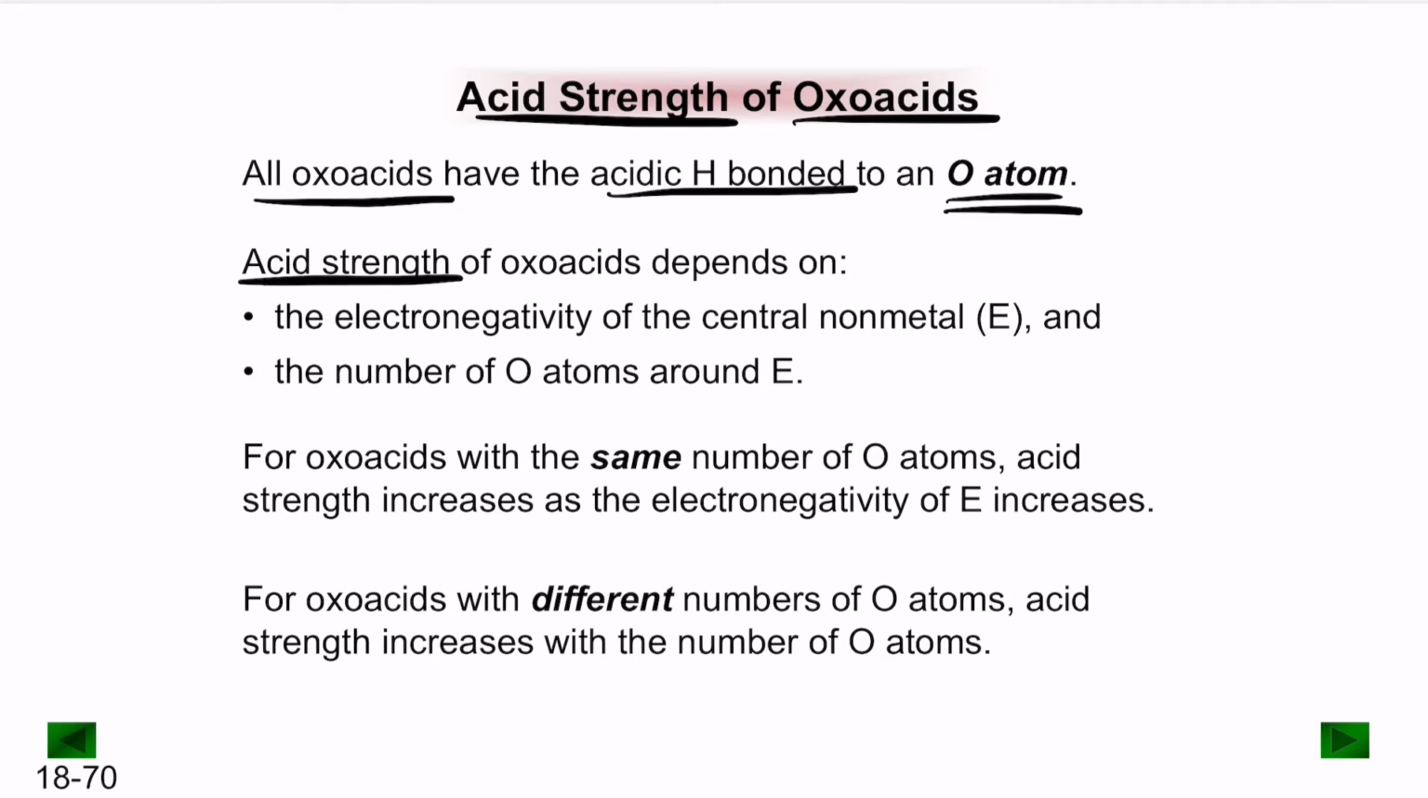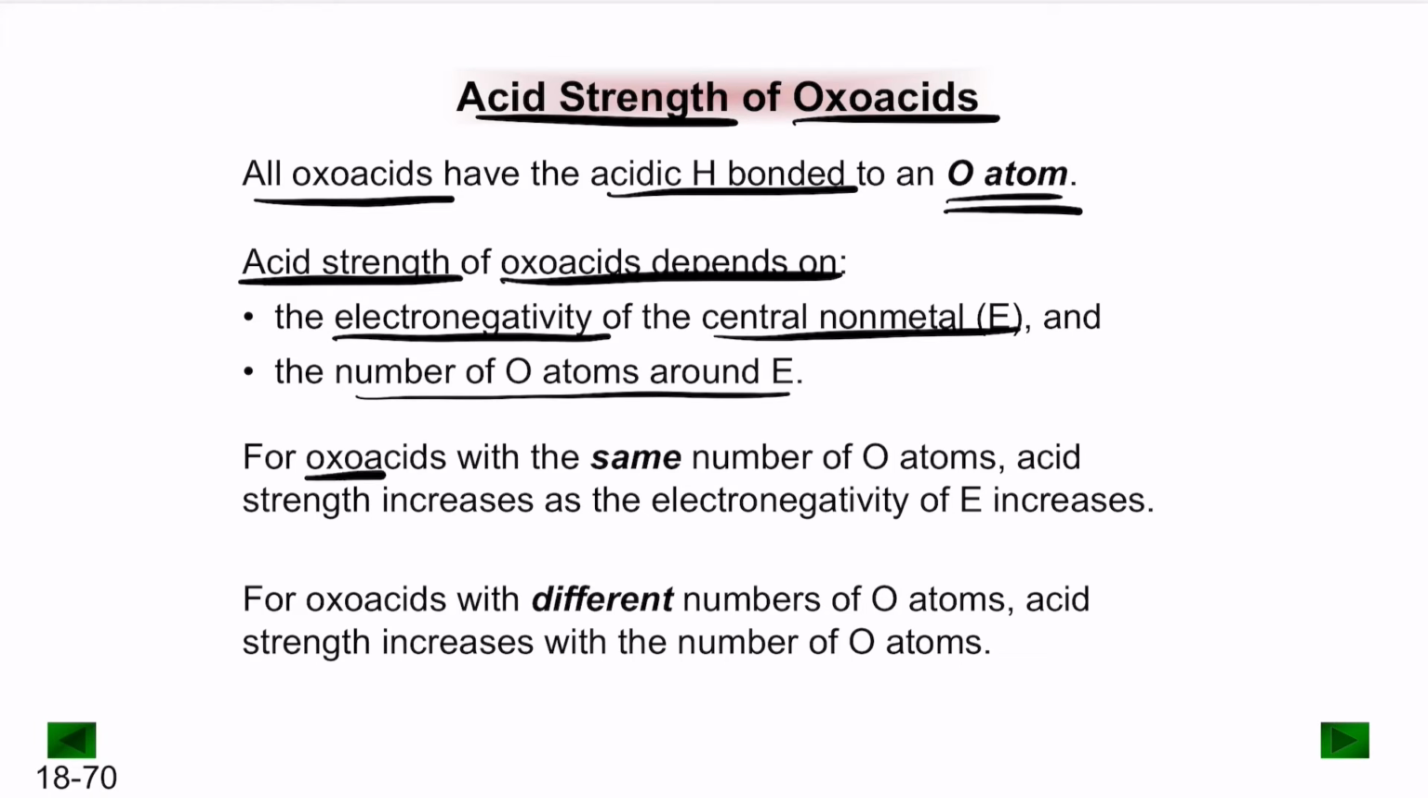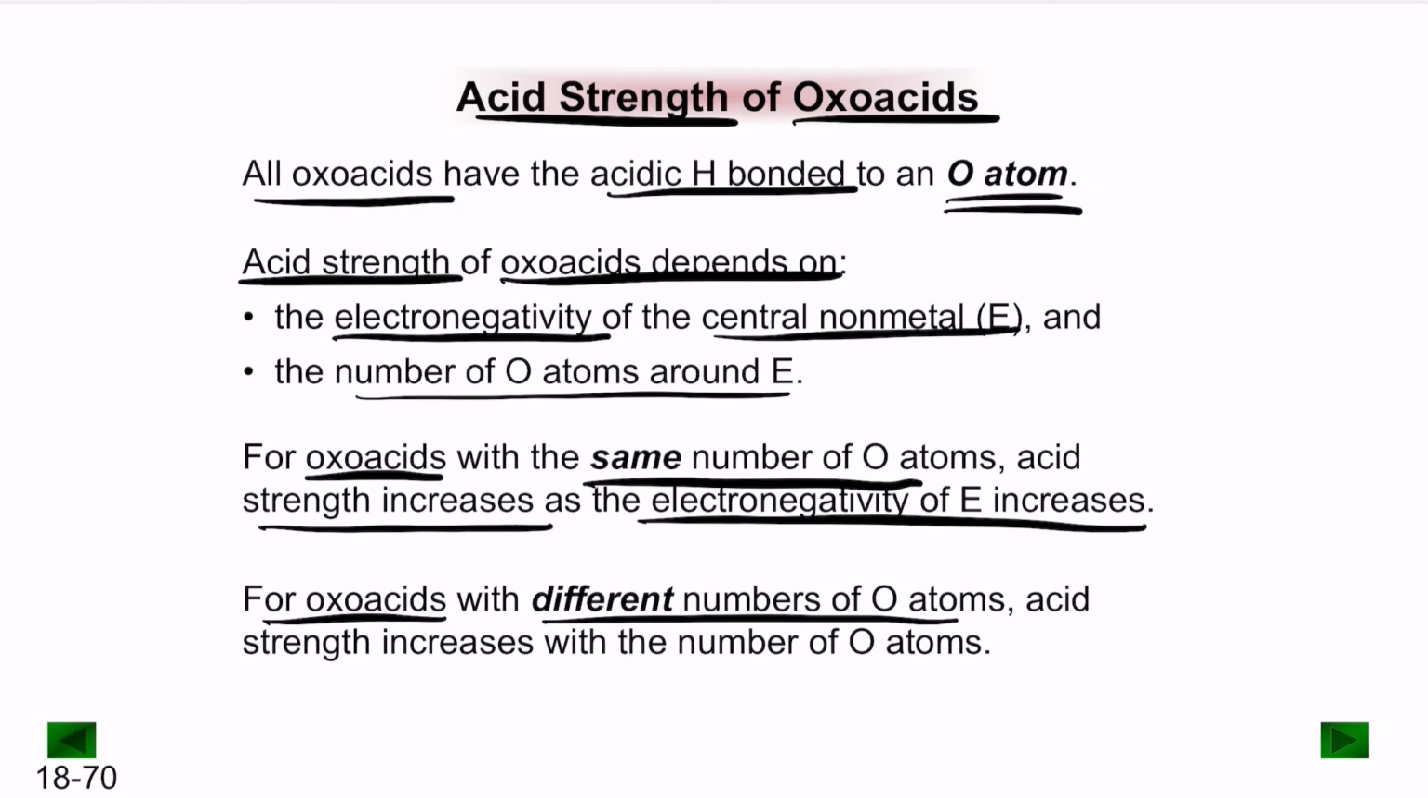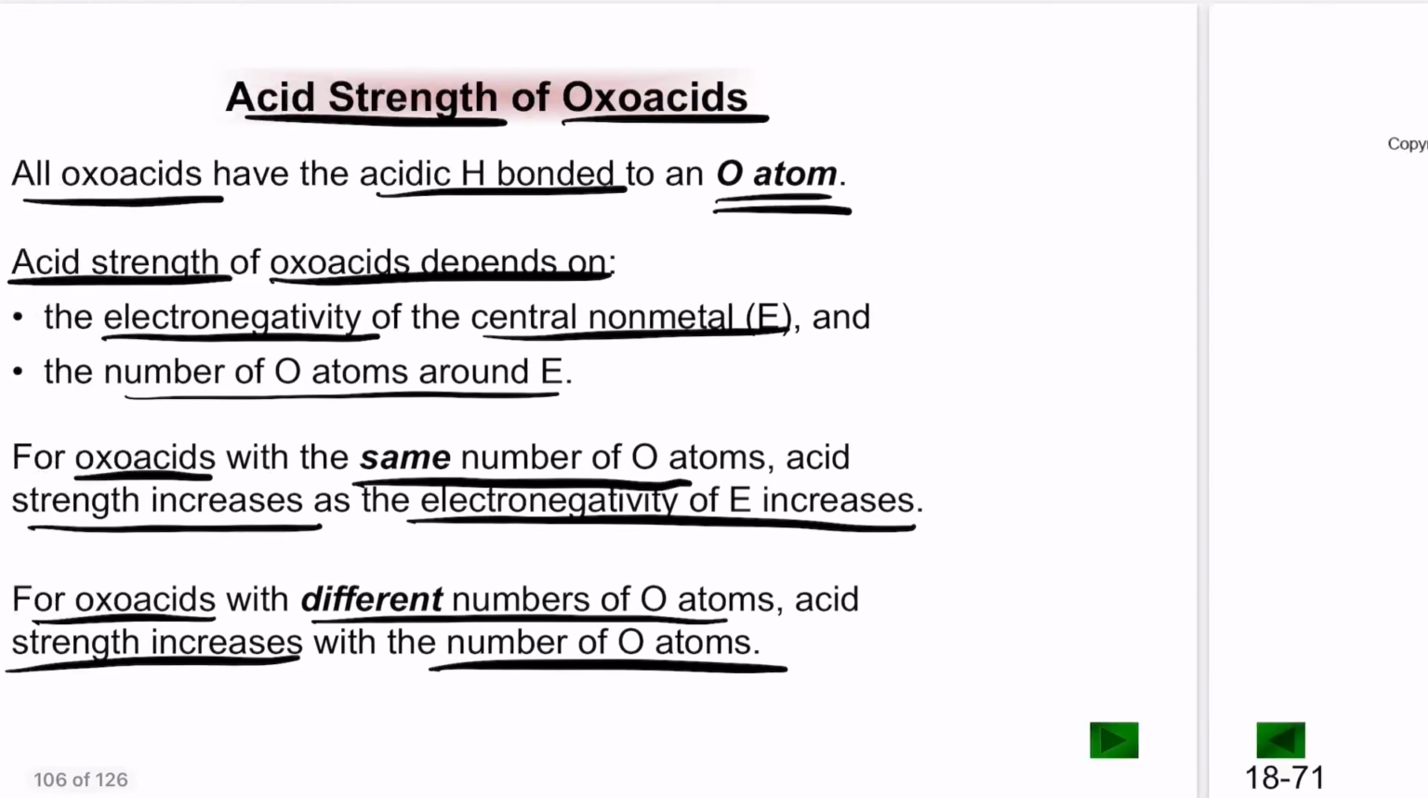The acid strength of an oxo acid depends mainly on two things: the electronegativity of the central nonmetal and the number of oxygen atoms around the central nonmetal. For oxo acids with the same number of oxygen atoms, the acid strength increases as the electronegativity increases. And for oxo acids with a different number of oxygen atoms, acid strength increases with the number of oxygen atoms.